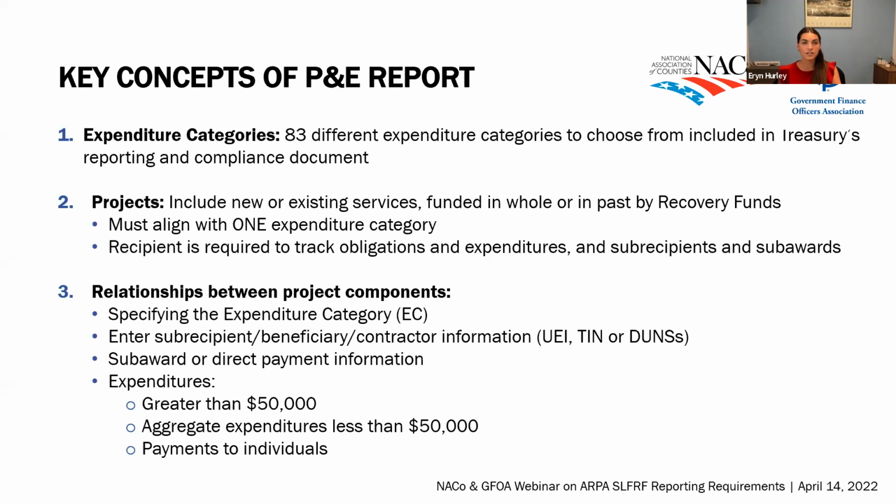And then finally, the last key concept of the project and expenditure report is really around the relationship between these smaller project components. Each one is related to one another. And as we go through, we'll show some graphs of what the project and expenditure portal actually looks like. But you have to make sure when you are submitting a project that you align it with the subrecipient, a beneficiary, and the contractor information as well. So it's all interrelated. The same goes for the subaward or direct payments, and then also the expenditures as well.